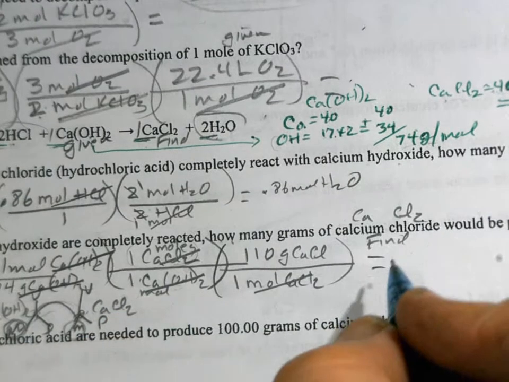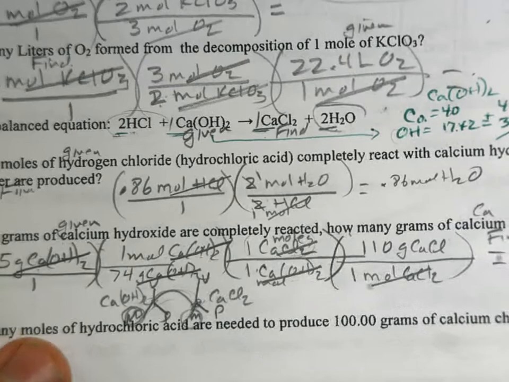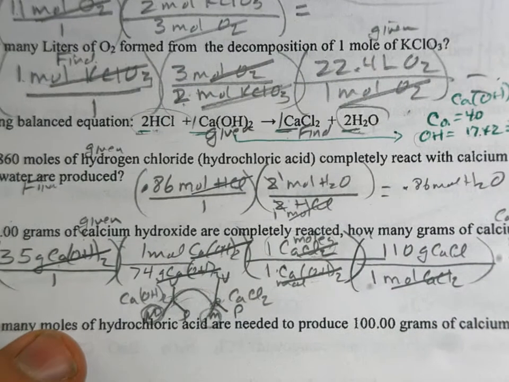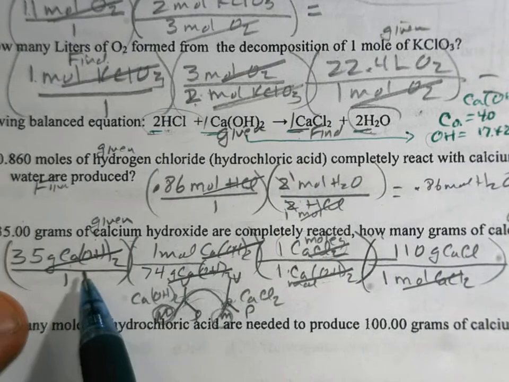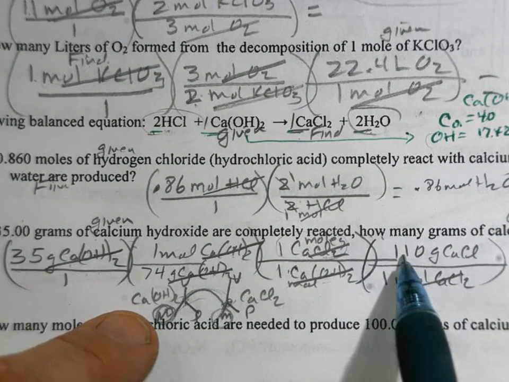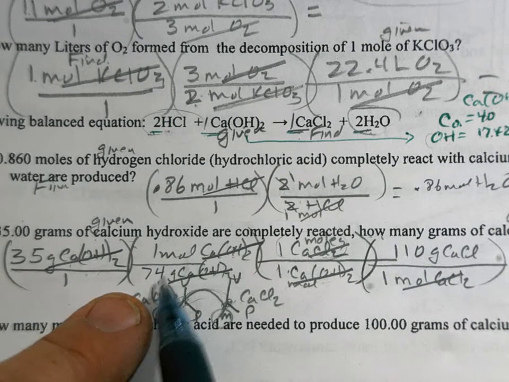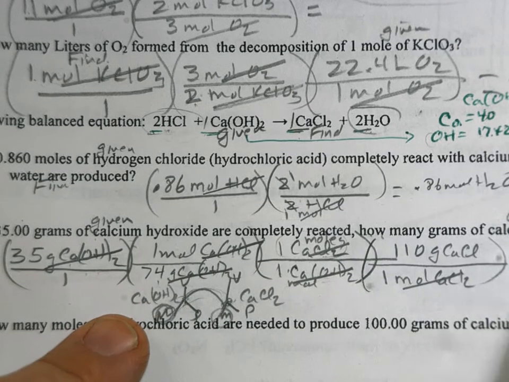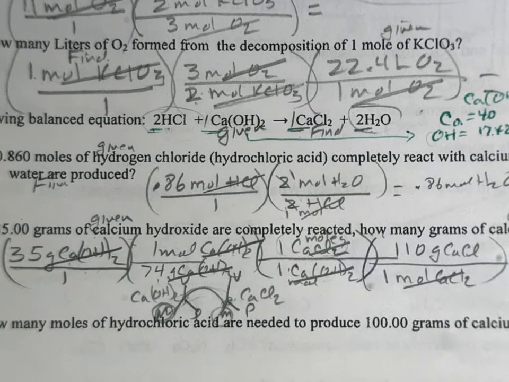And at that point, now on your calculator, you're going to have to do 35 times 110 divided by 74. And that'll get you your answer. I'm not going to give it to you. You can get it from there.